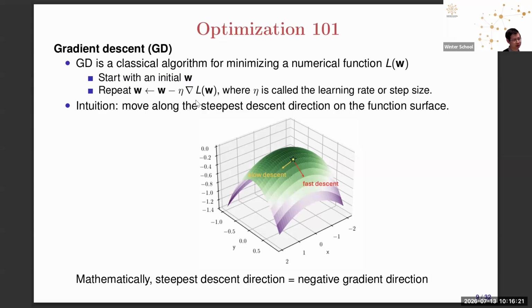You can write this down pretty nicely using just a single formula. So if your current location, or your current solution, is represented by this vector W, and you want to minimize the function L(W), you simply calculate the gradient, and then you move along the negative gradient direction. So the steepest descent direction is the negative gradient direction. Okay, yeah. So that's gradient descent.